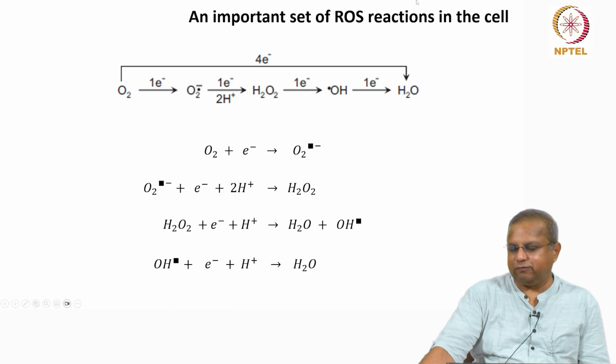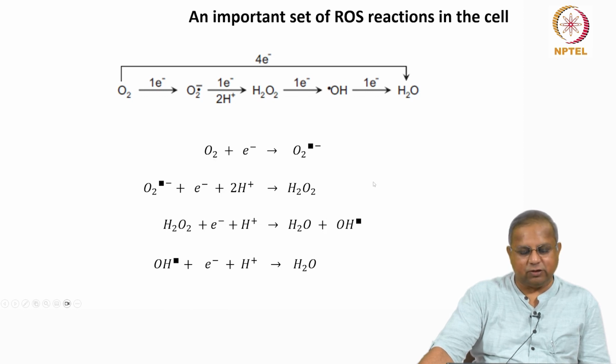One important set of ROS reactions in the cell: a 4-electron reduction of oxygen gives us water, and that's the basic place where oxygen is required in the cell. The electron transport chain is where it happens. So these are the electronic details of the reduction process.